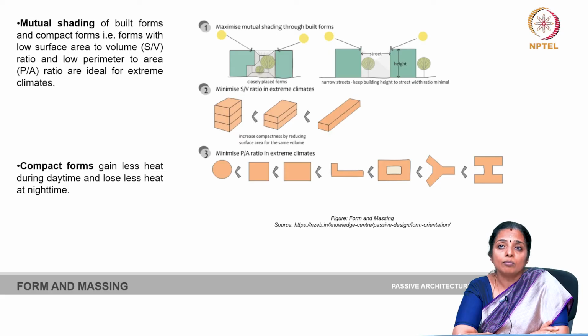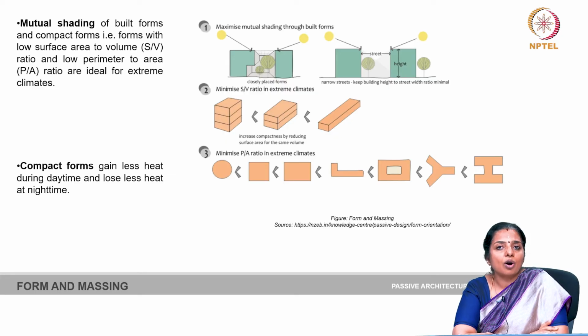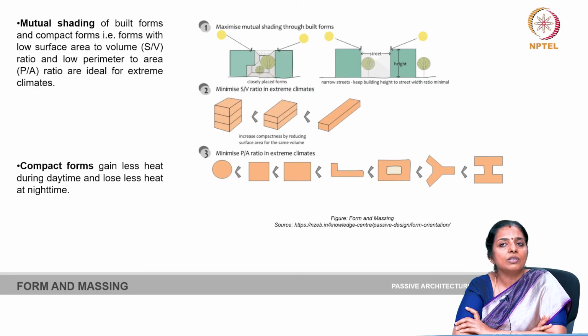Along with improving mutual shading of built forms, the use of compact forms with low surface area to volume ratio and low perimeter to area ratio can be particularly advantageous in extreme climates. These design strategies contribute to improved energy efficiency, thermal comfort and overall sustainability in harsh environmental conditions. Now, when you have a compact form, the thermal performance of buildings is influenced by the form and massing.